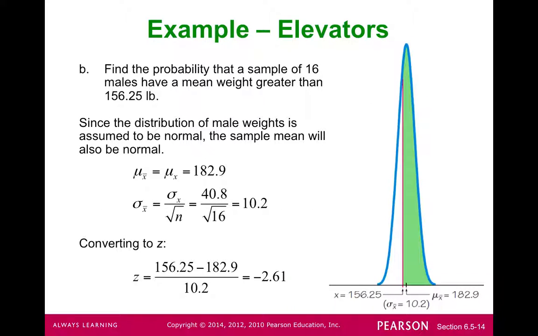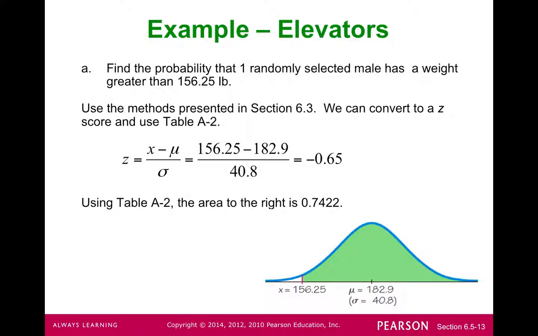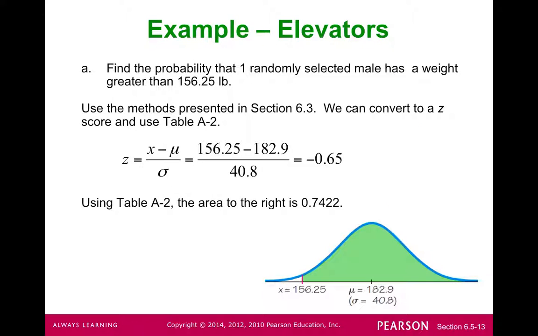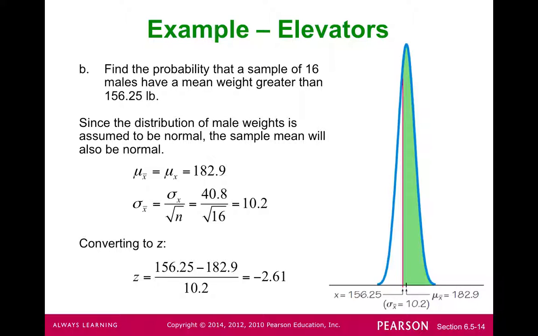Okay, so now that we've seen what it is for one man, roughly a 74% likelihood that one randomly selected male is going to have a weight greater than 156.25 pounds, we want to know what the probability is that a sample of 16 males will have a mean weight that is greater than 156.25 pounds. Just to point this out, in A, we're looking at one man and whether their weight is greater or less than 156.25 pounds. In part B, we have 16 males, and we want to know if their mean weight, so their average weight, is greater than 156.25 pounds.